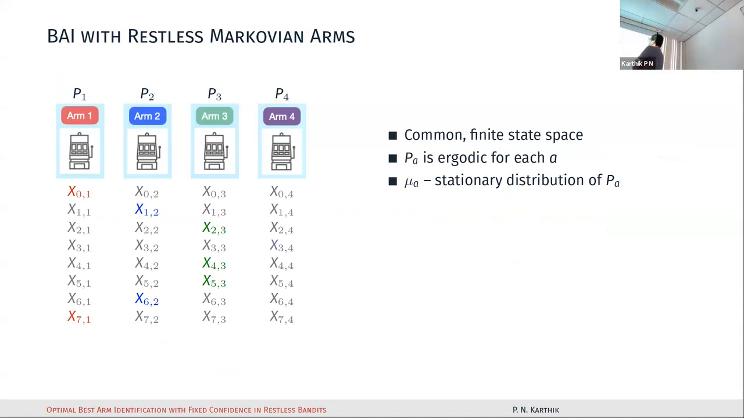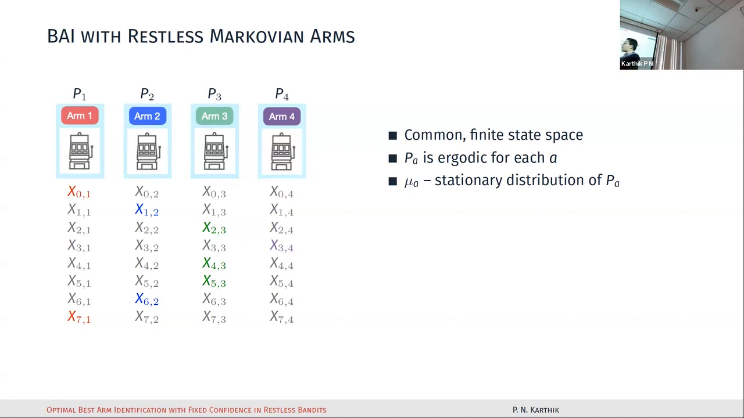In particular, I'm going to consider what is called a restless Markovian setting. That means, let's say the learner has picked all of this. Importantly, at time n equal to 1, the learner can observe x12. The learner cannot observe x02. At time 2, the learner picks arm 3, gets to observe x23, but has lost information about x13 and x03. They are not available to the learner anymore. The system has already evolved.